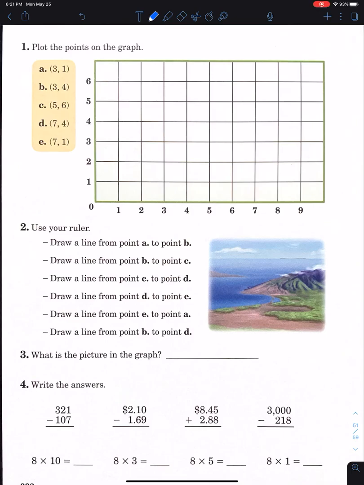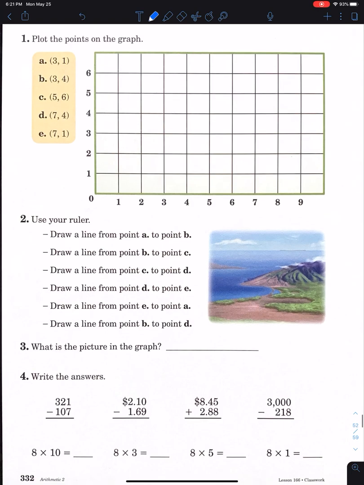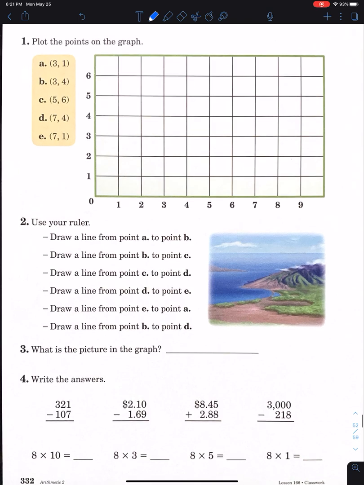Okay, and here we are on the other side. We are on lesson 166, page 332 now. And look at this fun page. We get to plot all these points and then draw lines between the points, which, as you know, I really enjoy. So I hope you guys do too.